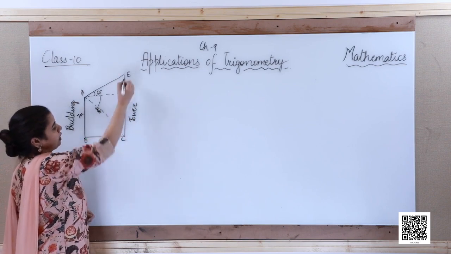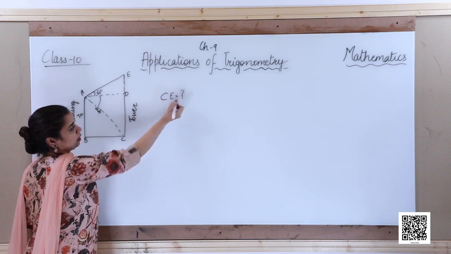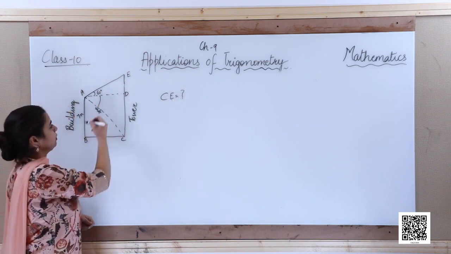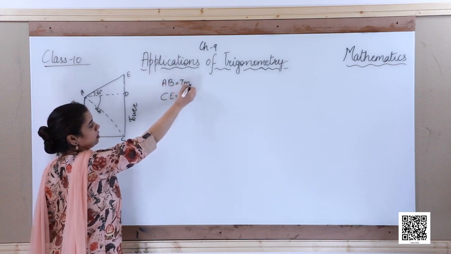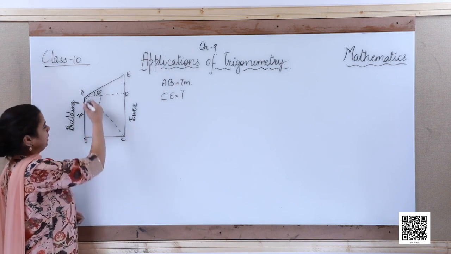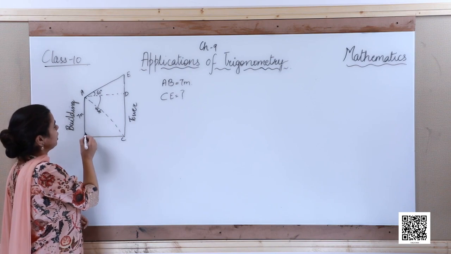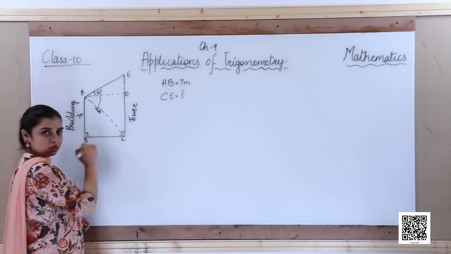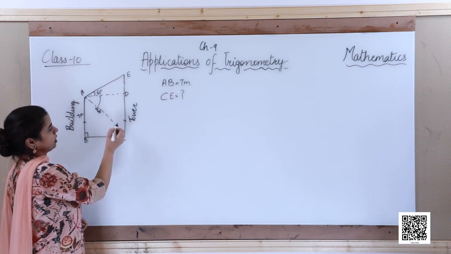So we have to find CE, that is the height of the tower. And what is given? We are given AB, that is 7 meters. And we are given two angles here. Now clearly the building and the tower, they both are standing erect, so they are at 90 degrees to the horizontal. So I can say that these two are parallel lines.